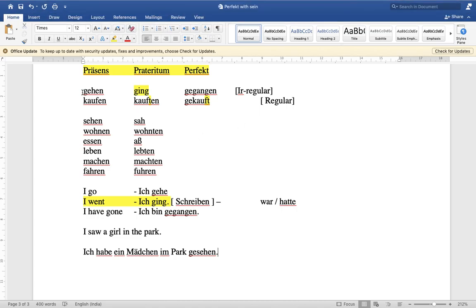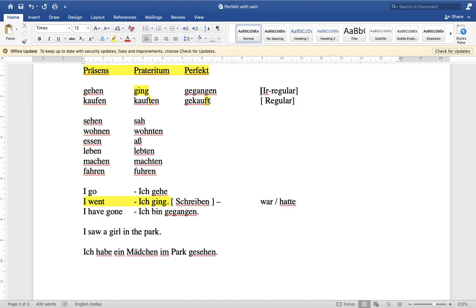So this is present tense, this is preteritum, this is perfect. Is that clear? Three tenses. And irregular and regular, what I said about irregular verbs, can you tell me? Yeah, mostly the ending in the perfect tense is with en. Okay, and? And with regular verbs, the ending in the perfect tense is with t.